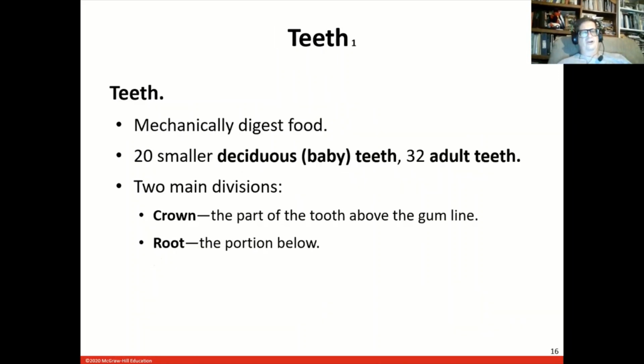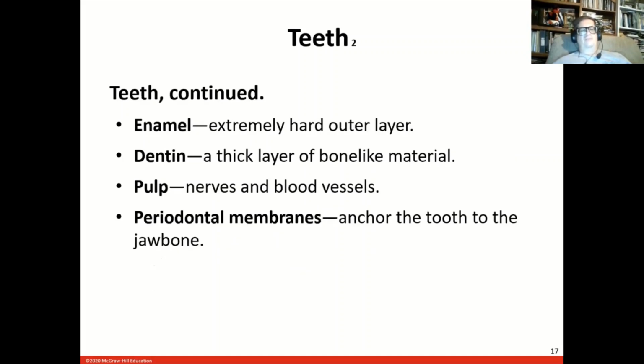All right, so moving on. Teeth help us to mechanically digest food. I told you they should have listed that as an accessory organ. We have 20 deciduous teeth, baby teeth, 32 adults. The root is the portion below the gum. The crown is the part above the gum.